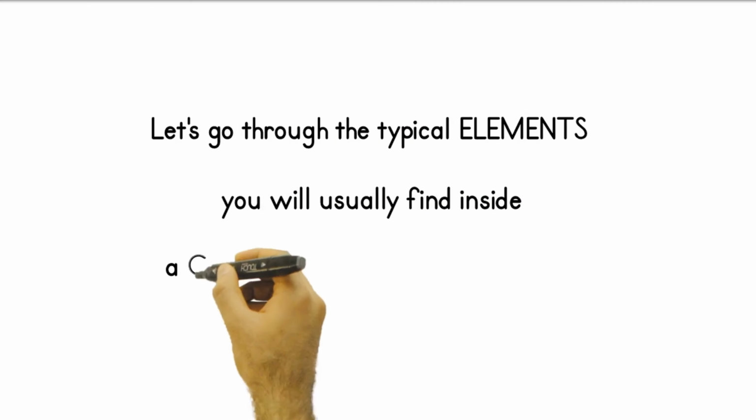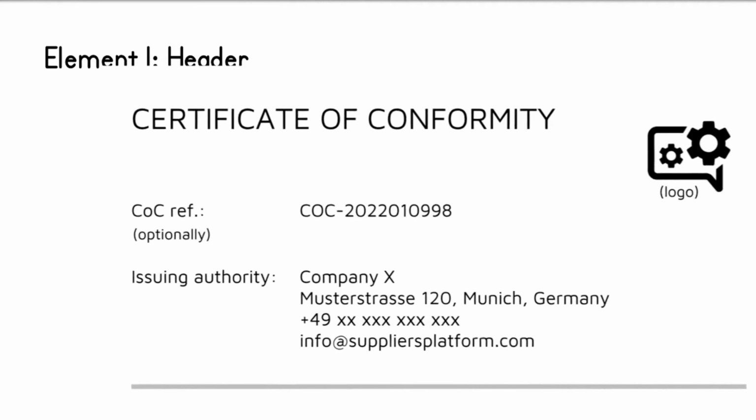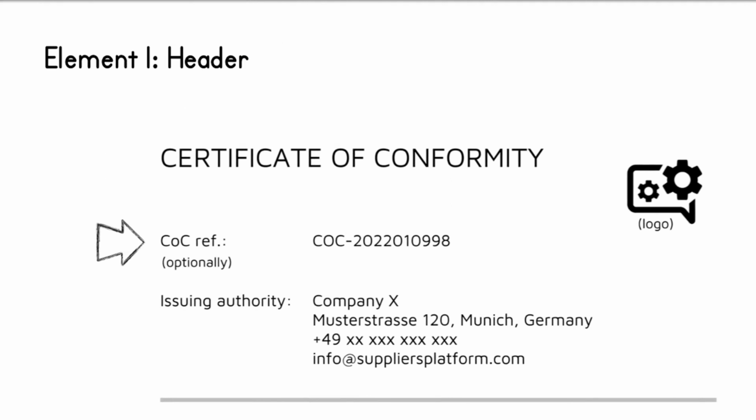Let's go through the typical elements you will usually find inside a Certificate of Conformity. Element 1. Header. It usually includes CoC reference, a unique certificate number. Issuing authority, the company or organization issuing the certificate. This makes the document traceable and officially identifiable.